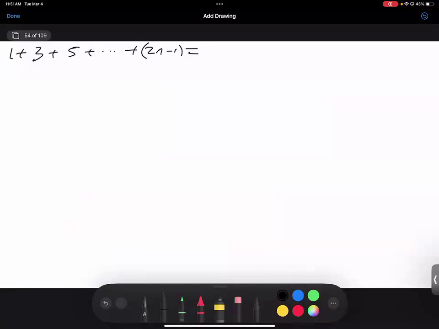It's n squared. Does everybody agree that you could prove this by induction if I asked you? Okay, so I'm not going to ask you. Here's the geometric proof.